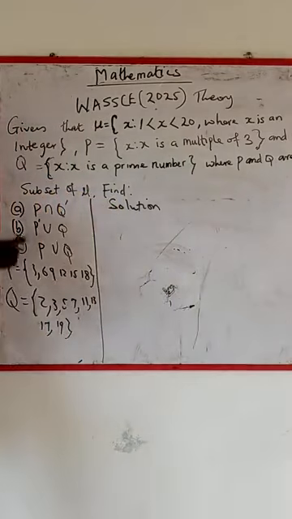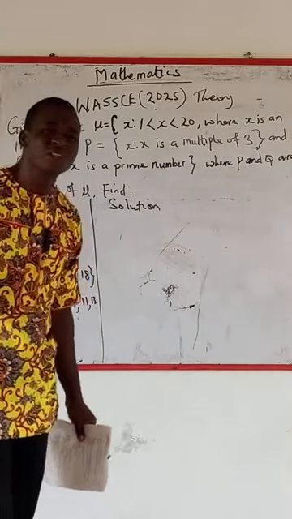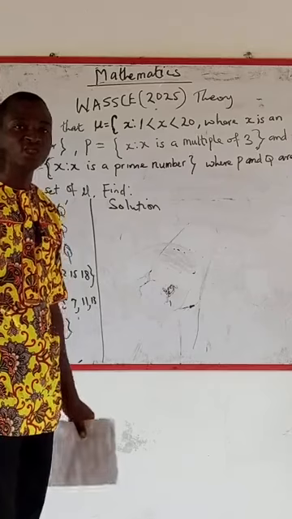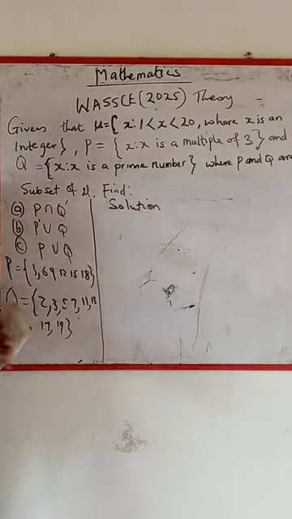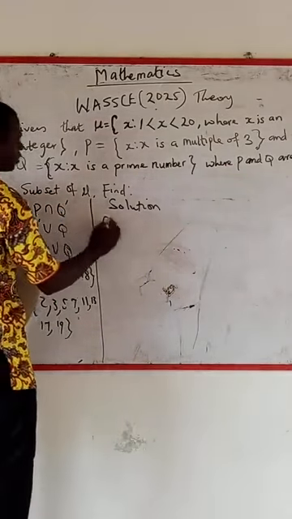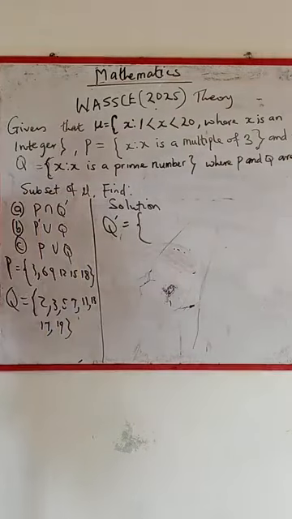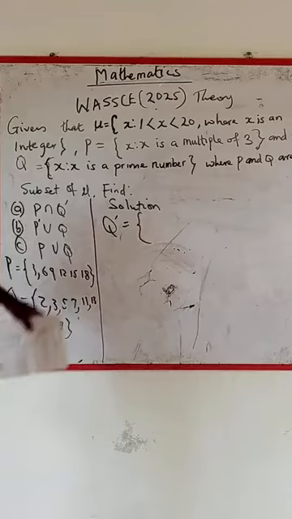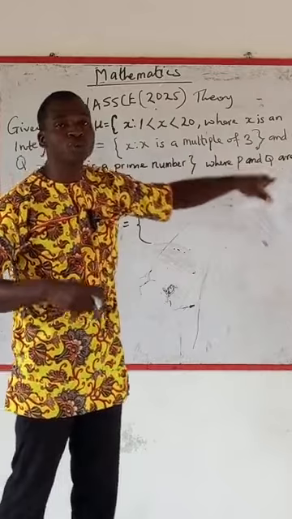But before we talk about that, we have something here which we call Q prime. What Q prime means is what is in the universal set that is not found in Q. So we have to get that before we form their intersection. Let's bring out the elements in Q prime. In the universal set, we have 2, 3 up to 19.